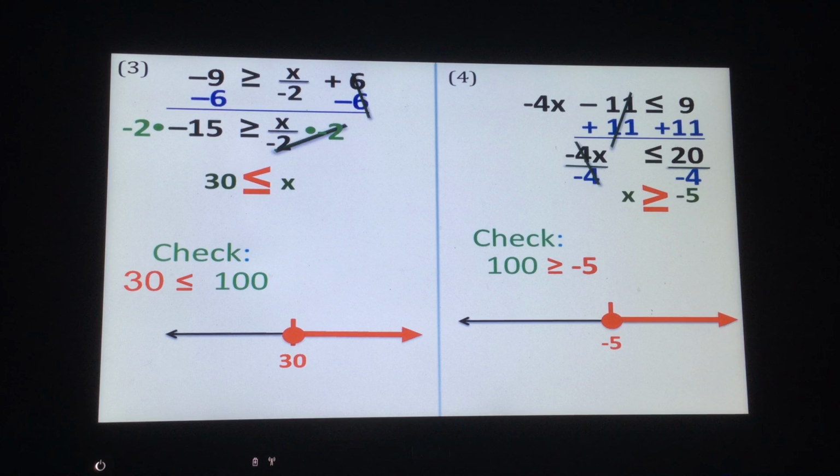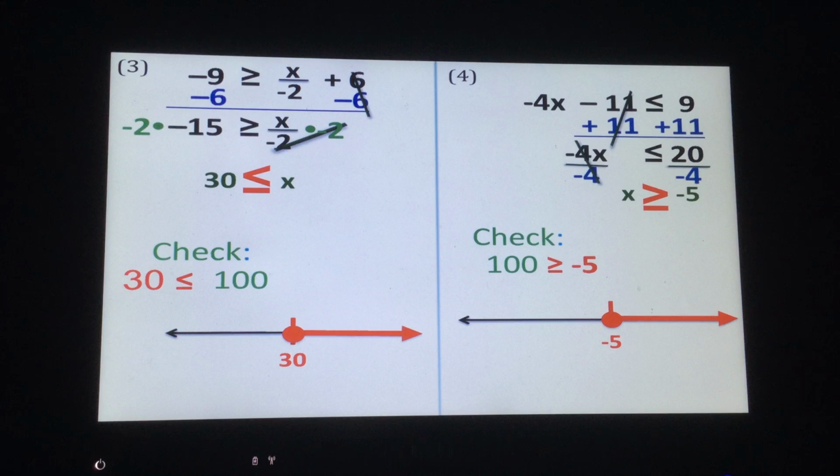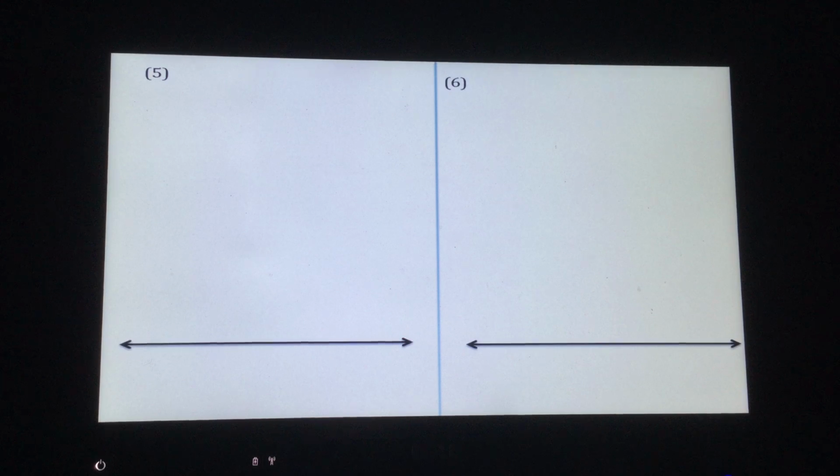Again, hopefully you got that correctly. If you didn't, please go ahead and correct it at this moment. And again, if you need to press pause, go ahead and press pause. Number 5 is 20 is less than or equal to 2x plus 6. I'm going to give you a second to do that one. The questions are going to pop up and you're going to have to answer them. Go ahead and do that right now.